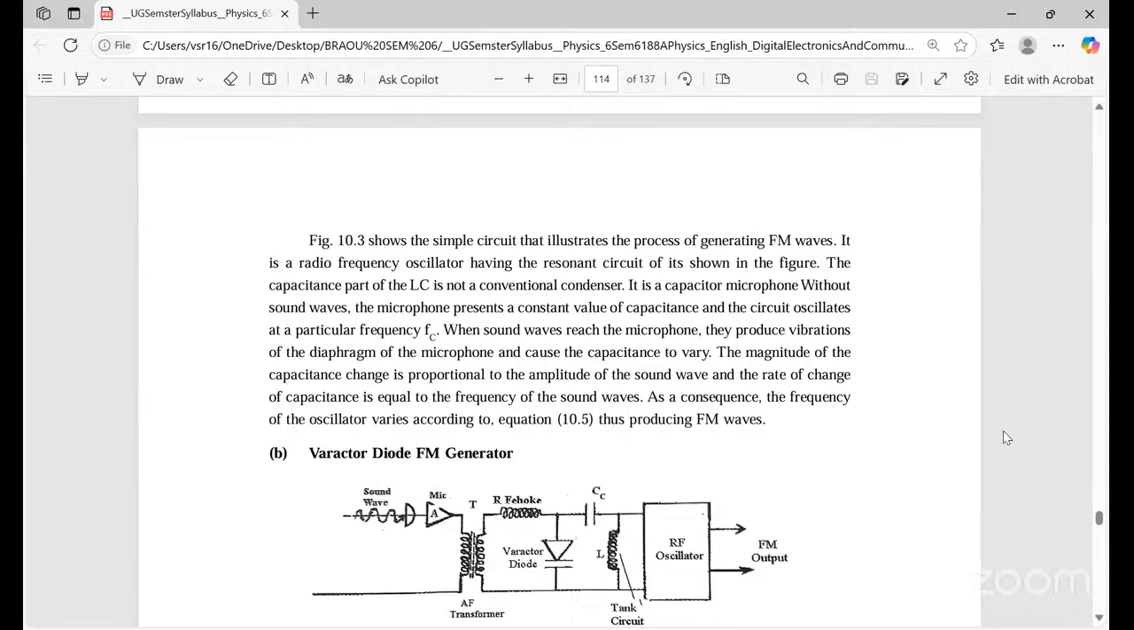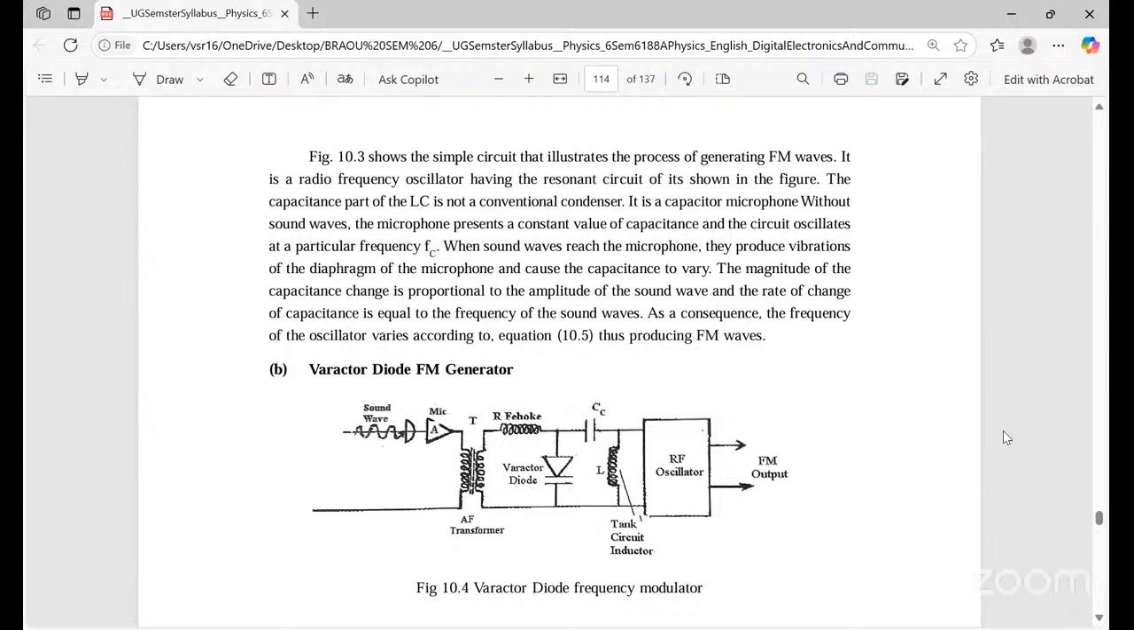So the circuit which can generate frequency modulation waves is a radio frequency oscillator, RF oscillator, having a resonant circuit, an LC circuit which may be resonating. The capacitance is part of the LC, which is not a conventional condenser. It is a capacitor microphone. Without sound waves, the microphone presents a constant value of capacitance, and the circuit oscillates at a particular frequency.